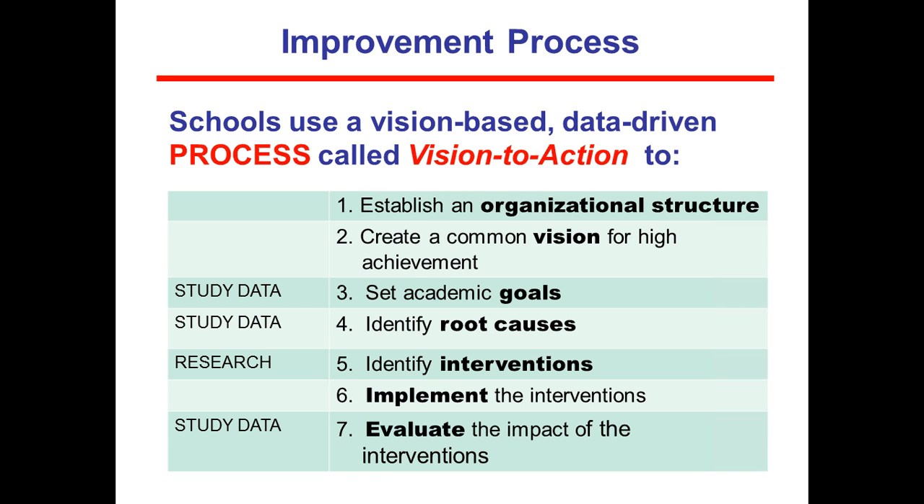The process that we use is called Vision to Action, and we'll go through it in more depth in a few slides, but basically the steps are on the right. The one thing I wanted you to see in this slide is how much we use data to inform decision making. Before we set your academic goals, we're going to look at data. Before we identify your root causes, or the areas that are getting in the way of achievement, we're going to look at data to help inform those decisions. And when we're evaluating the impact of your interventions, this happens more in cycle 2 and cycle 3, we're also going to study data. So we're a very, very data-rich process.